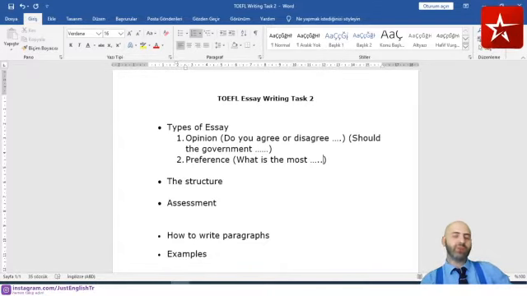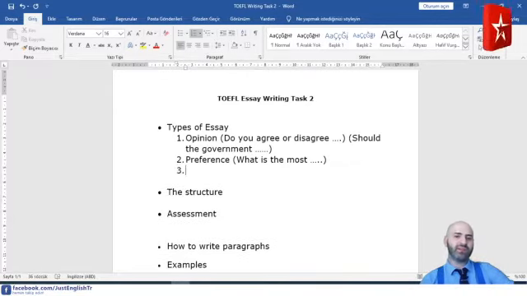Usually here the questions are WH questions, like what, maybe why, or something like that. They are very similar to each other, the opinion type of essay and the preference type of essay. The only difference, as I have already mentioned, is that in the opinion type of essay you have possible answers, while in the preference type of essay you don't. You can write whatever you want. You can be totally free to give your opinion in this type of essay.